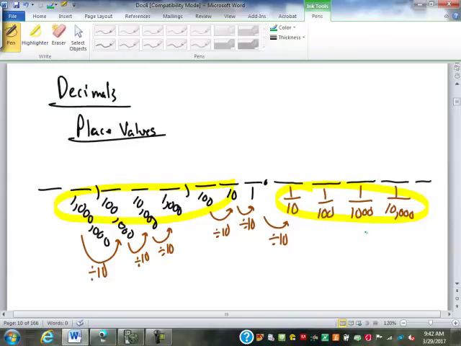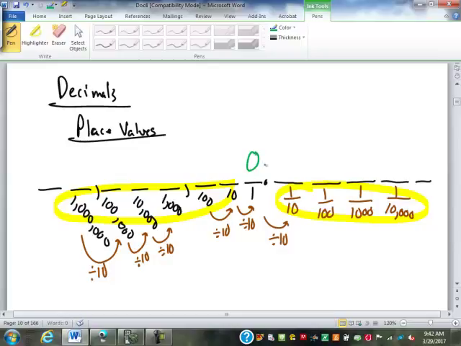We might be looking at these place values thinking they look an awful lot like fractions. And that's because that's what they are. A decimal is nothing more than a short way of writing a fraction that has a denominator that's a power of 10. 10, 100, 1,000, and so on.